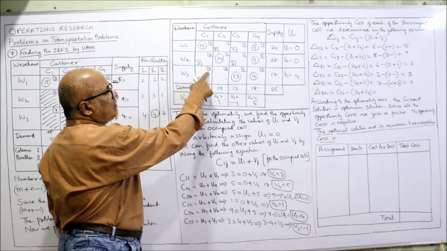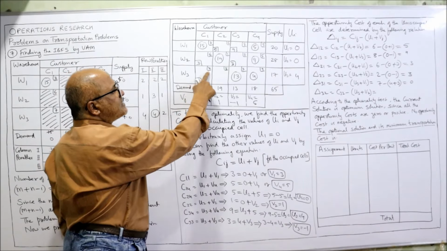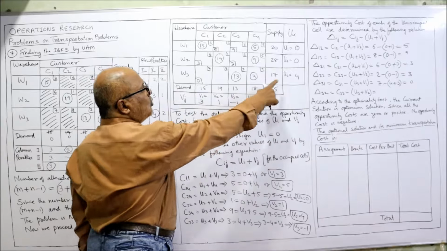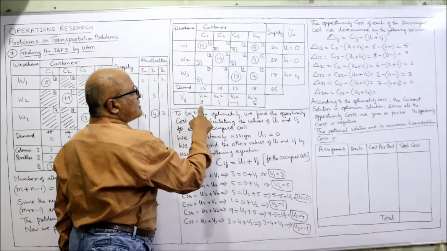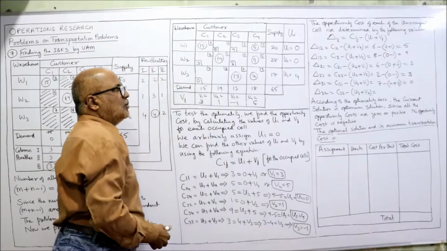Right? Or in other words you can see like this. Actual cost 7. From 7 subtract the sum of Ui and Vj. Ui how much? 4. Vj is how much? 3. So 4 plus 3, 7. So 7 minus 7, 0.